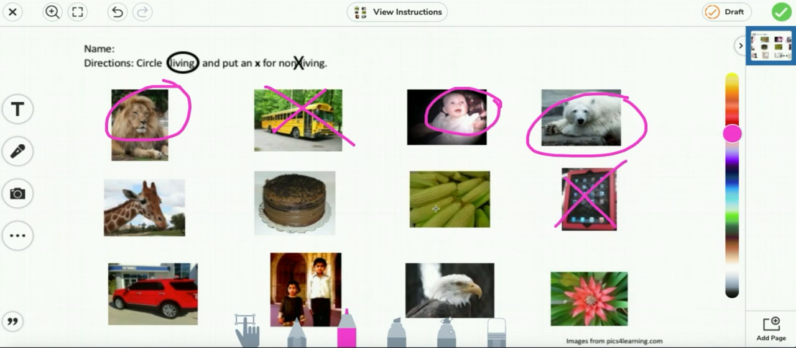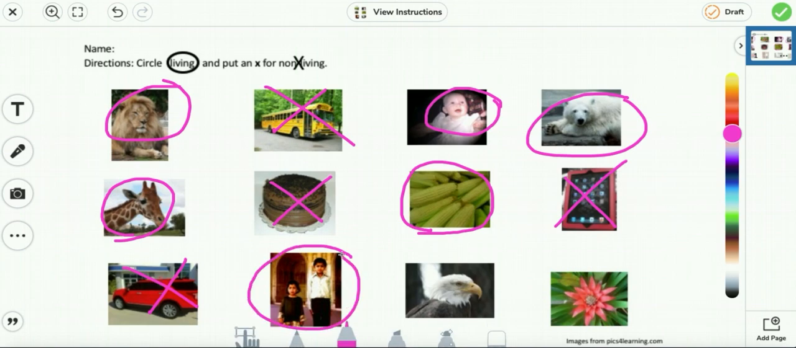What about corn? Yes, it's a plant, so it is living. What about a cake? Non-living. A giraffe? Living. What about a car? Non-living. People? Living. An eagle? Living. What about a flower?